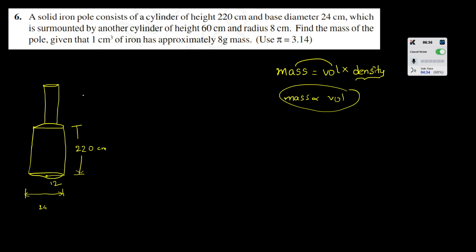And similarly, it is surmounted by another cylinder of height 60 centimeters, and whose radius is 8. Now we have to find the mass of the pole. I am telling you again, to find the mass of the pole, we just have to find the volume first. And it is very simple.